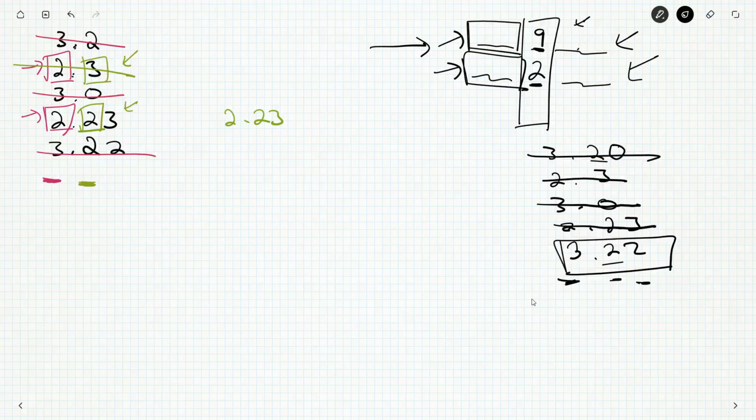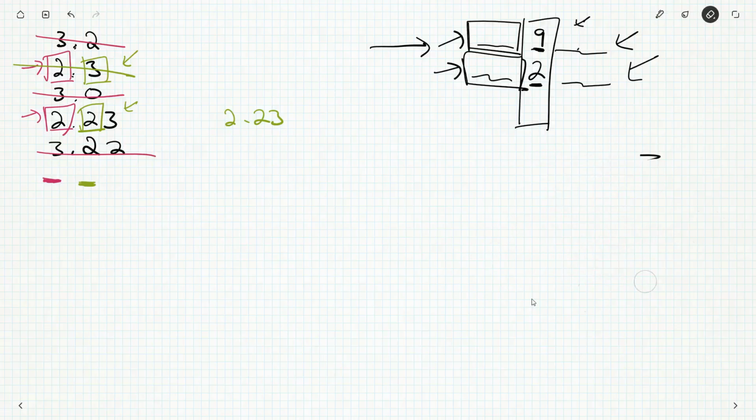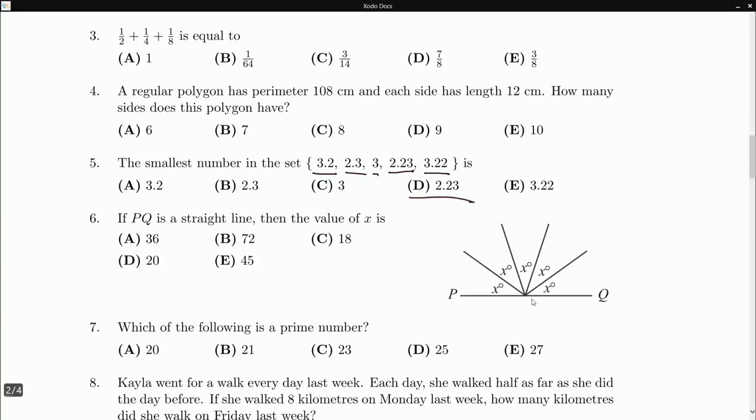So it works for finding the biggest number as well as the smallest. Now this question asked for the smallest number, so 2.23, we just find that in our answers, and that's D.